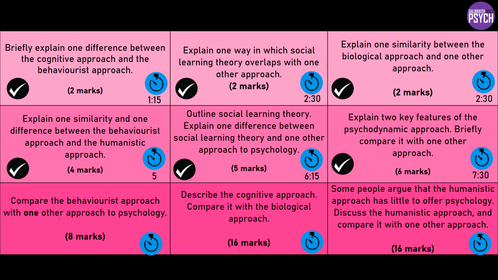You could talk about differences, as I mentioned, in terms of their stance on free will and determinism. You could talk about differences in terms of their emphasis on nature or nurture. So there's loads of different stuff you could do there. But the important thing is the command word is compare. So you're going to have paragraphs that do similarities and differences. It's not really evaluate.